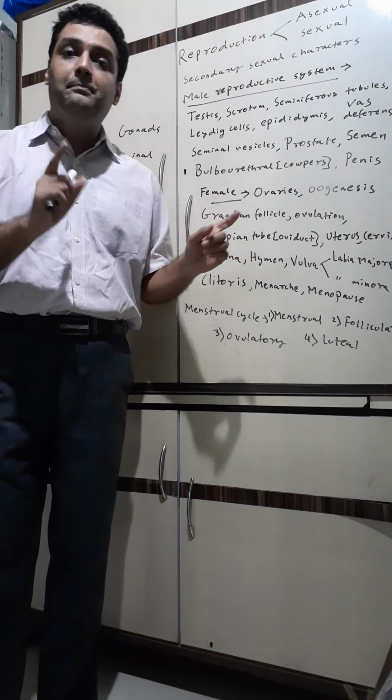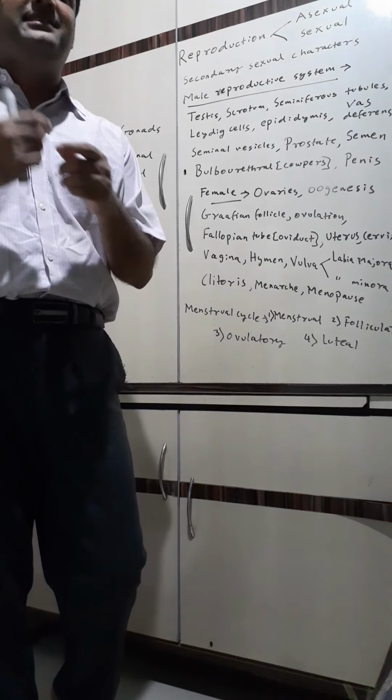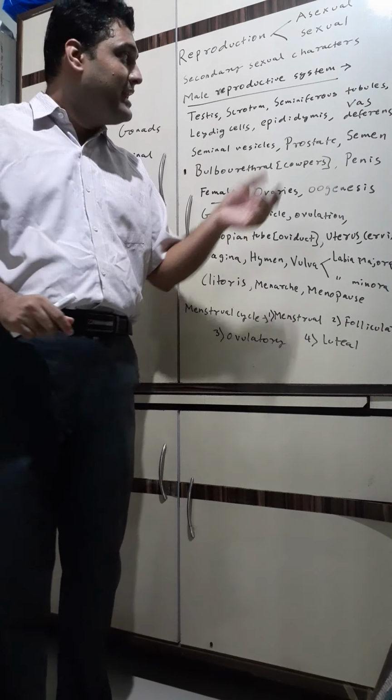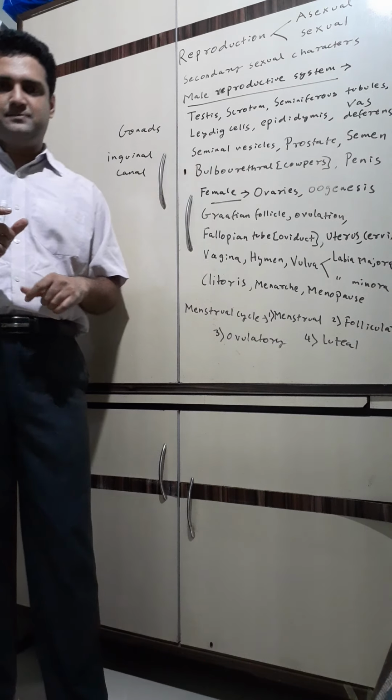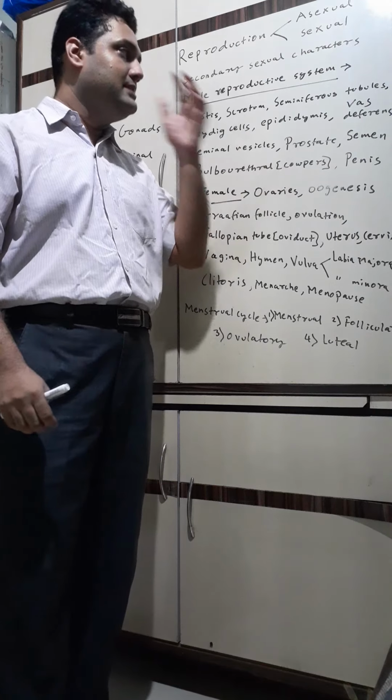It is called epididymis. It is almost 6 meters in length. Yes, and it is coiled. The testes will produce the sperms, and the epididymis will store the sperms. So storage and maturation of the sperms occur in the epididymis.